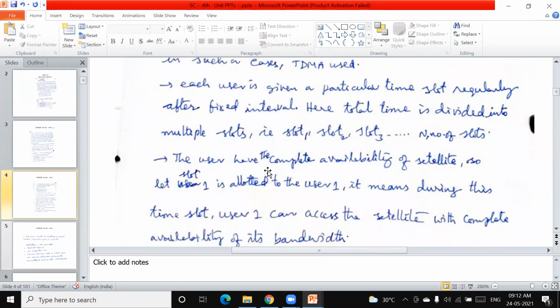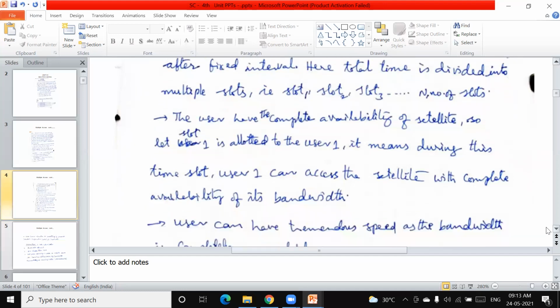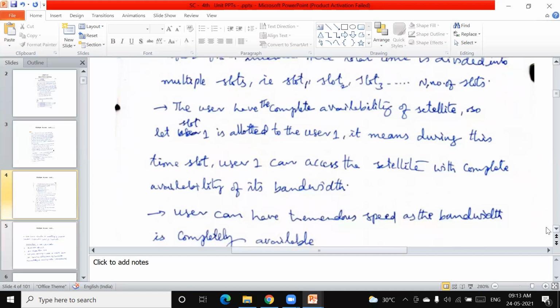Here, the user has the complete availability of the satellite. Let slot 1 be allotted to user 1. It means that during this time slot, user 1 can access the satellite with complete availability of its bandwidth. Therefore, during that time slot, the user can completely access the satellite with the complete bandwidth.